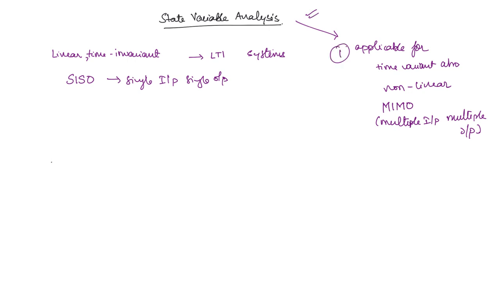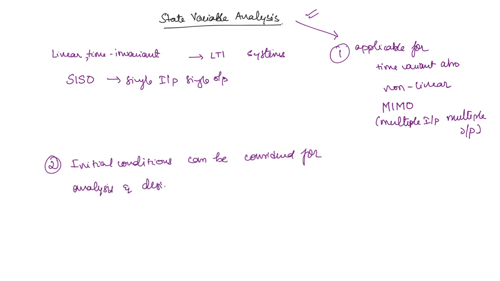Another advantage is that when you are finding out the transfer function, you find it out for zero initial conditions. But using state variable analysis, you can make use of the initial conditions as well. So initial conditions can be considered for analysis as well as design. This is unlike the transfer function method, wherein the transfer function we only find for zero initial conditions.